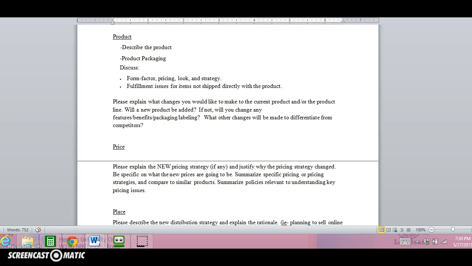Okay, so now we're back to the template. This is what it should look like. As you can see, I have an underline there for that particular heading for the product. And you're going to describe it, the packaging, everything that we discussed in the last few minutes. Same thing for the pricing. In terms of the price, you're going to share why you're changing it.